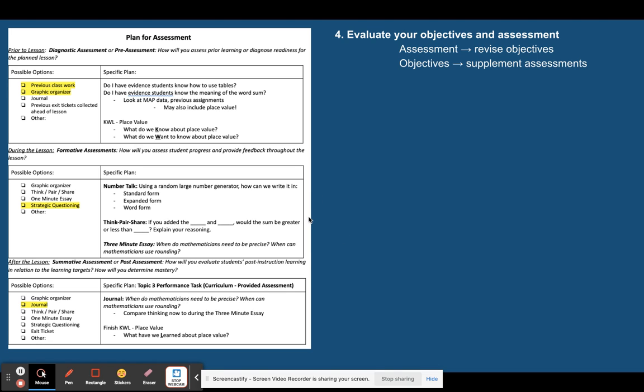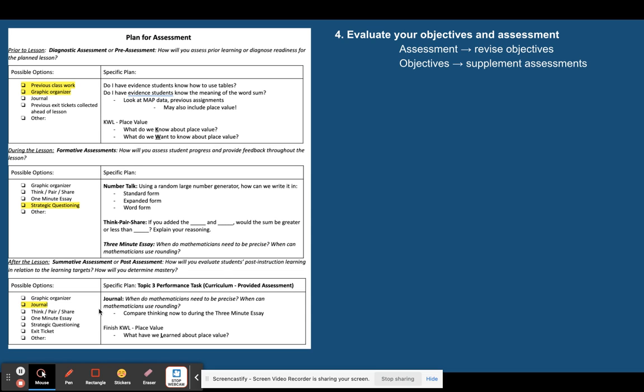I'm also thinking that it would be great to do a think, pair, share using this frame. I can add in different examples, but the idea that if we added the blank and the blank, would the sum be greater or less than? Explain your reasoning. I might do some different scenarios where I have a table that's up and I ask students to tell me if I added this data set and this data set, would the sum be greater or less than another data set? I would love them the opportunity to think about it, talk to each other, and then share out to the rest of the group.